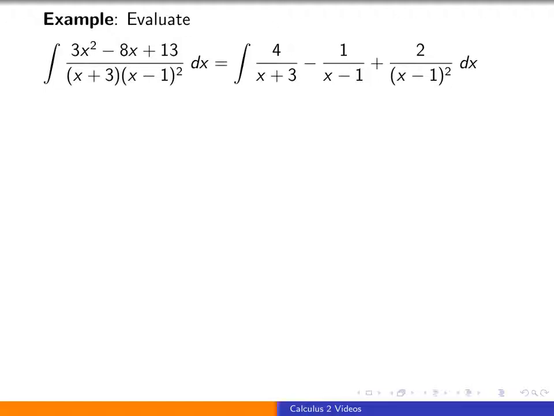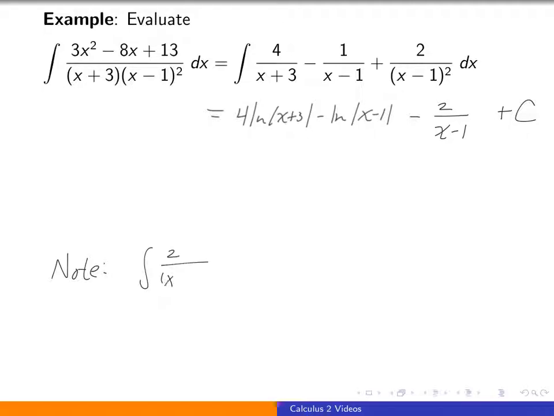So I've written out the form of our partial fraction decomposition. We can now go through and just anti-differentiate each term individually. So 4 natural log absolute value x plus 3 minus the natural log absolute value x minus 1. And for the last term here, 2 over x minus 1 squared, this will be minus 2 over x minus 1 plus c.